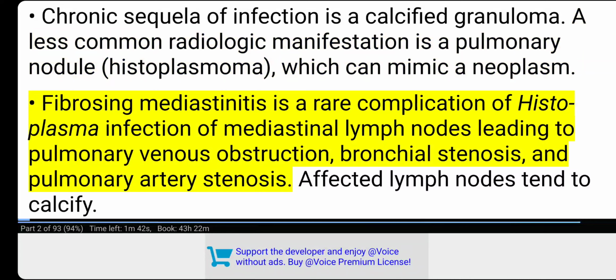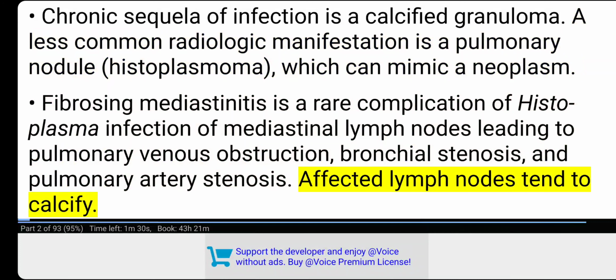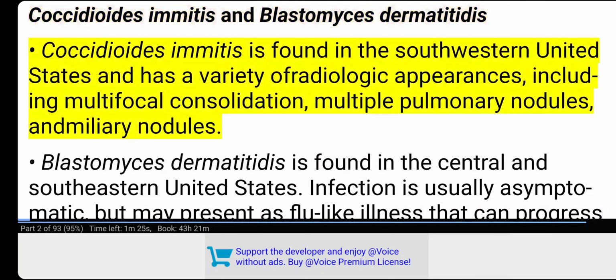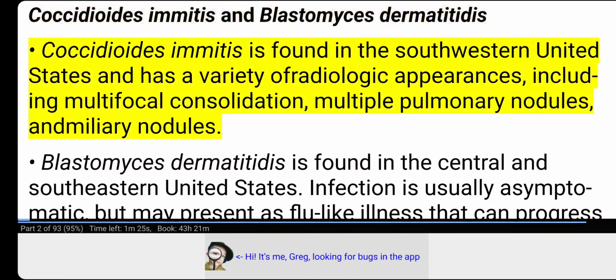Fibrosing mediastinitis is a rare complication of histoplasma infection of mediastinal lymph nodes leading to pulmonary venous obstruction, bronchial stenosis, and pulmonary artery stenosis. Affected lymph nodes tend to calcify. Coccidioides immitis and Blastomyces dermatitidis. Coccidioides immitis is found in the southwestern United States and has a variety of radiologic appearances, including multifocal consolidation, multiple pulmonary nodules, and miliary nodules.